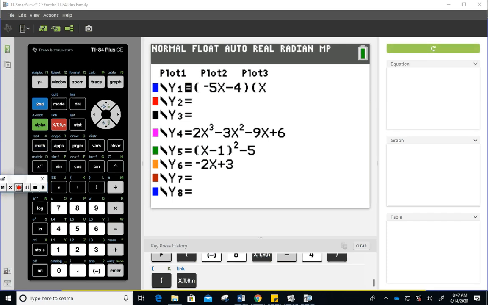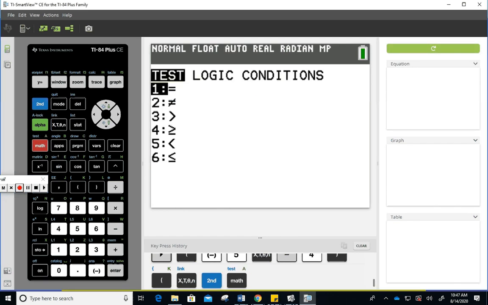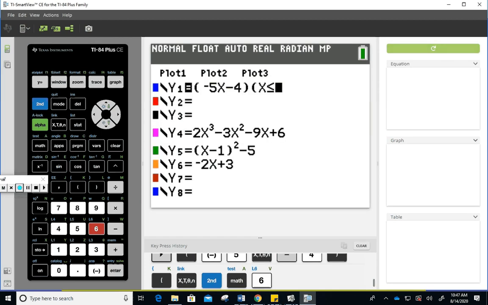Now, I need to go to my test menu. So my test menu is above my math key. So I'm going to say second math. And it's supposed to be less than or equal to choice 6, -1. So that's telling my calculator only graph -5x minus 4 for this one condition.